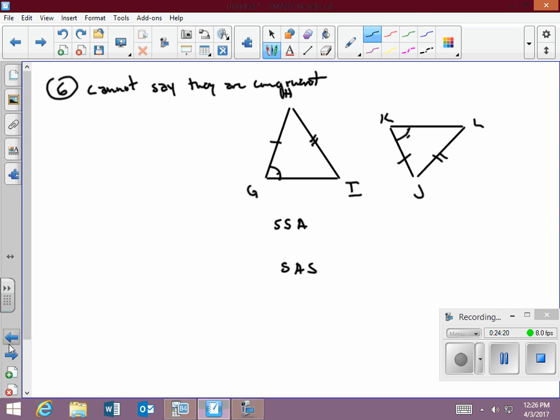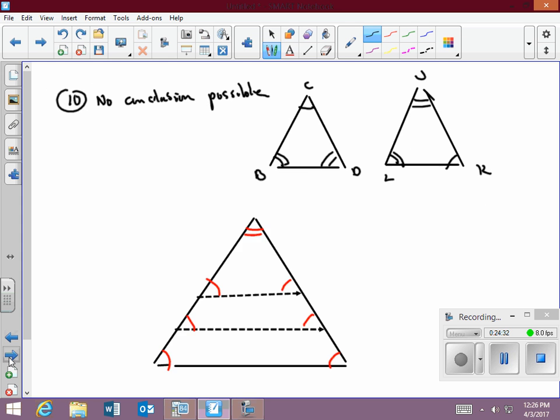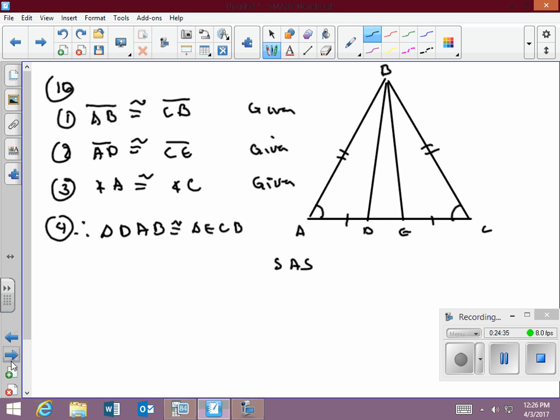If you have a right triangle where you're given two sides and an angle congruent in a right triangle, then you can. This one?